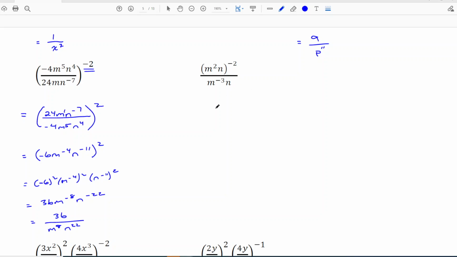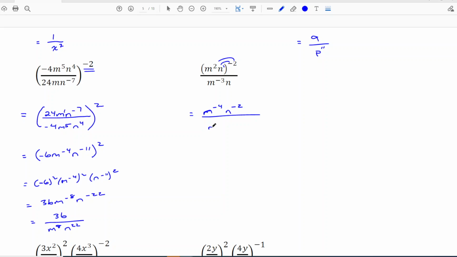All right, let's look at this next one. What would I do? Well, I'm not going to care that this exponent's negative, although I could take everything to the bottom, but I'm just going to put it through because I feel like that's going to be easiest. So using my power rule, this would be m to the 2 times negative 2, which is negative 4. This would be n to the 1 times negative 2, which is negative 2.